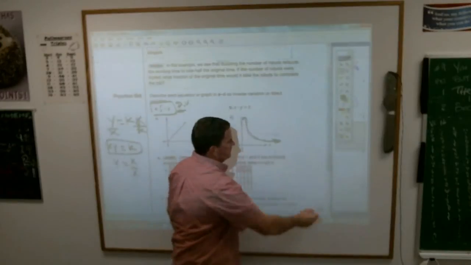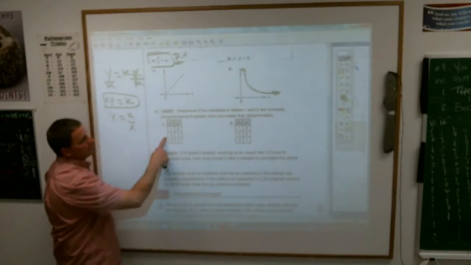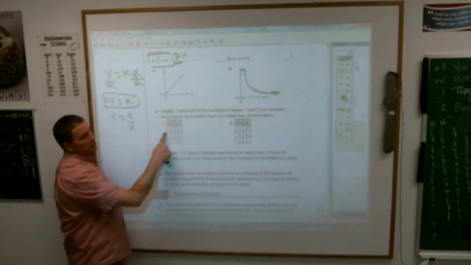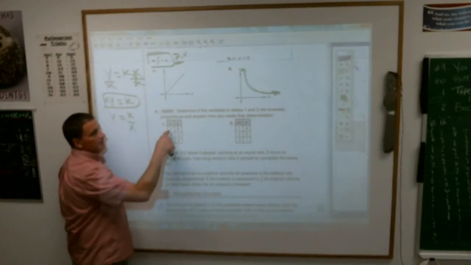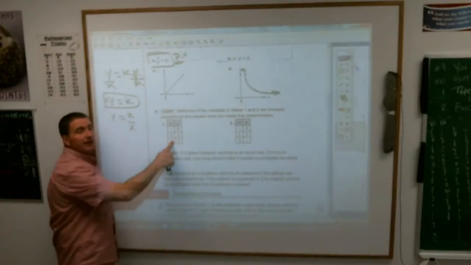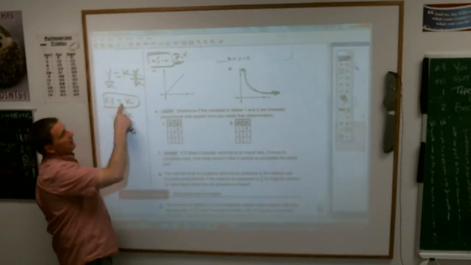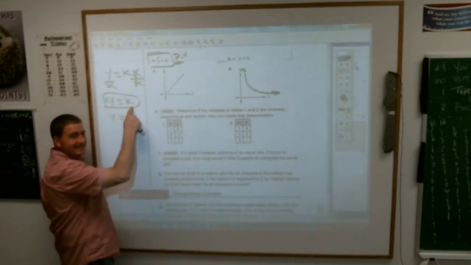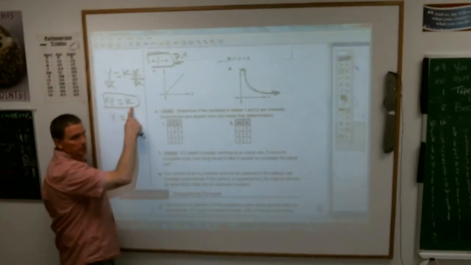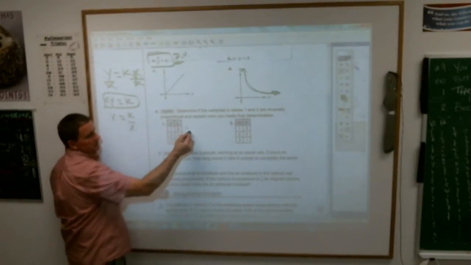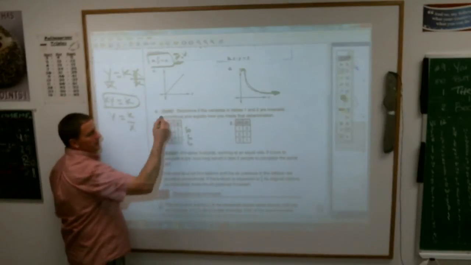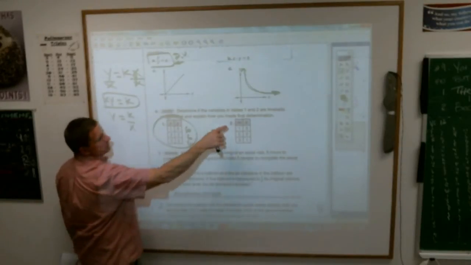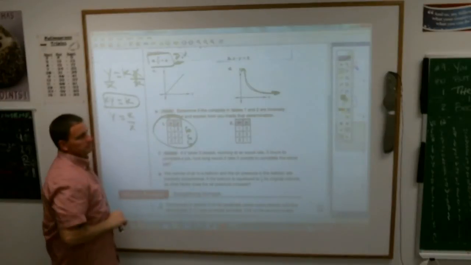Letter E. Look at this table. Are they inversely proportional or directly proportional? How do you know? Remember what I said? If you can take both the x and the y value and multiply them together and get the same constant, it's inversely proportional. What's 1 times 6? 6. 2 times 3? 6. 3 times 2? 6. This is inversely proportional.